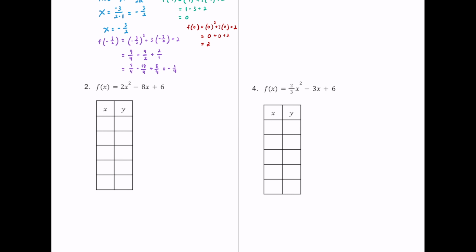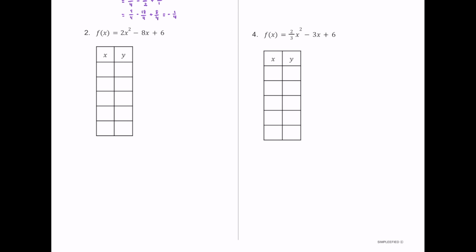All right, let's check out number 2. For number 2, we have this f of x is equal to 2x squared minus 8x plus 6.